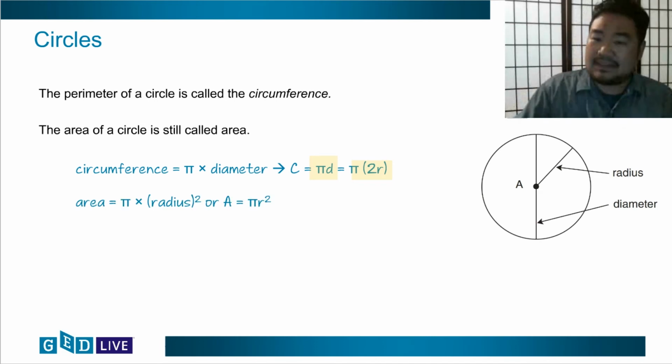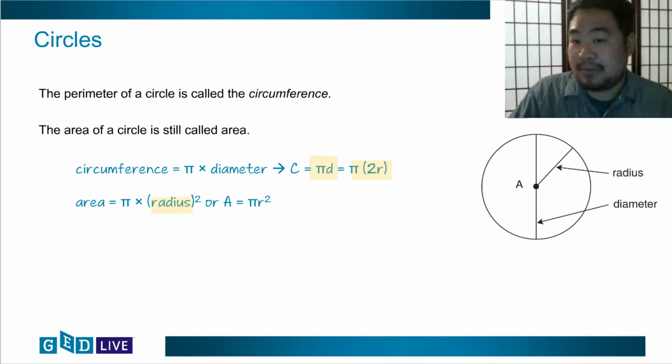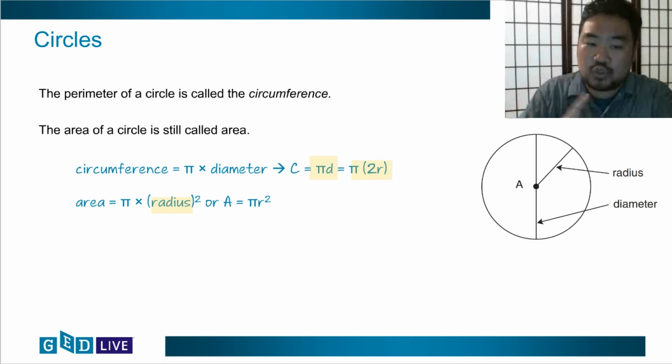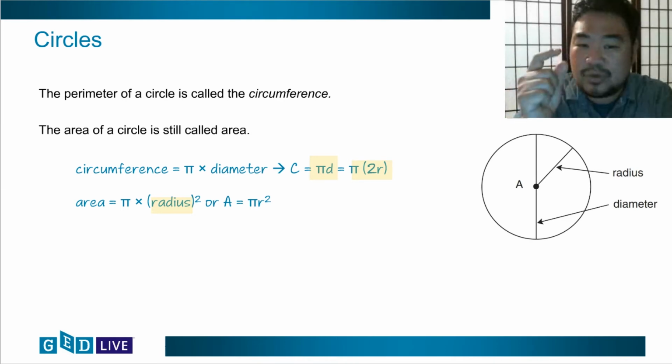And then for area, the space inside of the circle, that space is pi times the radius squared. So whatever the radius is, square that number, and then multiply that by pi. If you're given the diameter, it's important to remember that relationship: diameter is equal to 2 times the radius. So if you're given the diameter and you need the radius, it would be half of that.